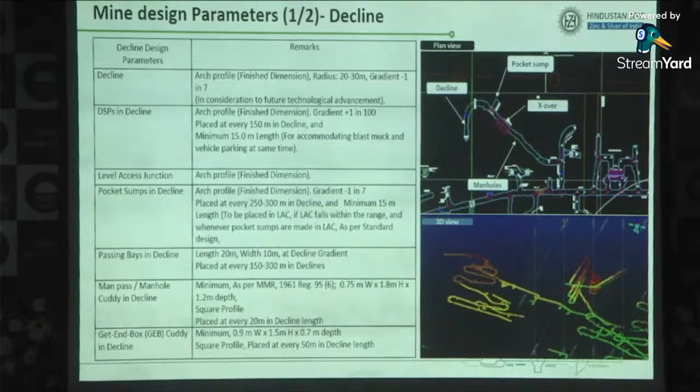Then level access junction: all development from the ramp, footwall drive and all are in arc shape only. Then pocket sumps we provide at every 250 or 300 meter to develop the decline. Then passing bay, then main pass as per DGMS regulation number 95 of 1961 MMR. We are developing main passes and get-in box cut also.